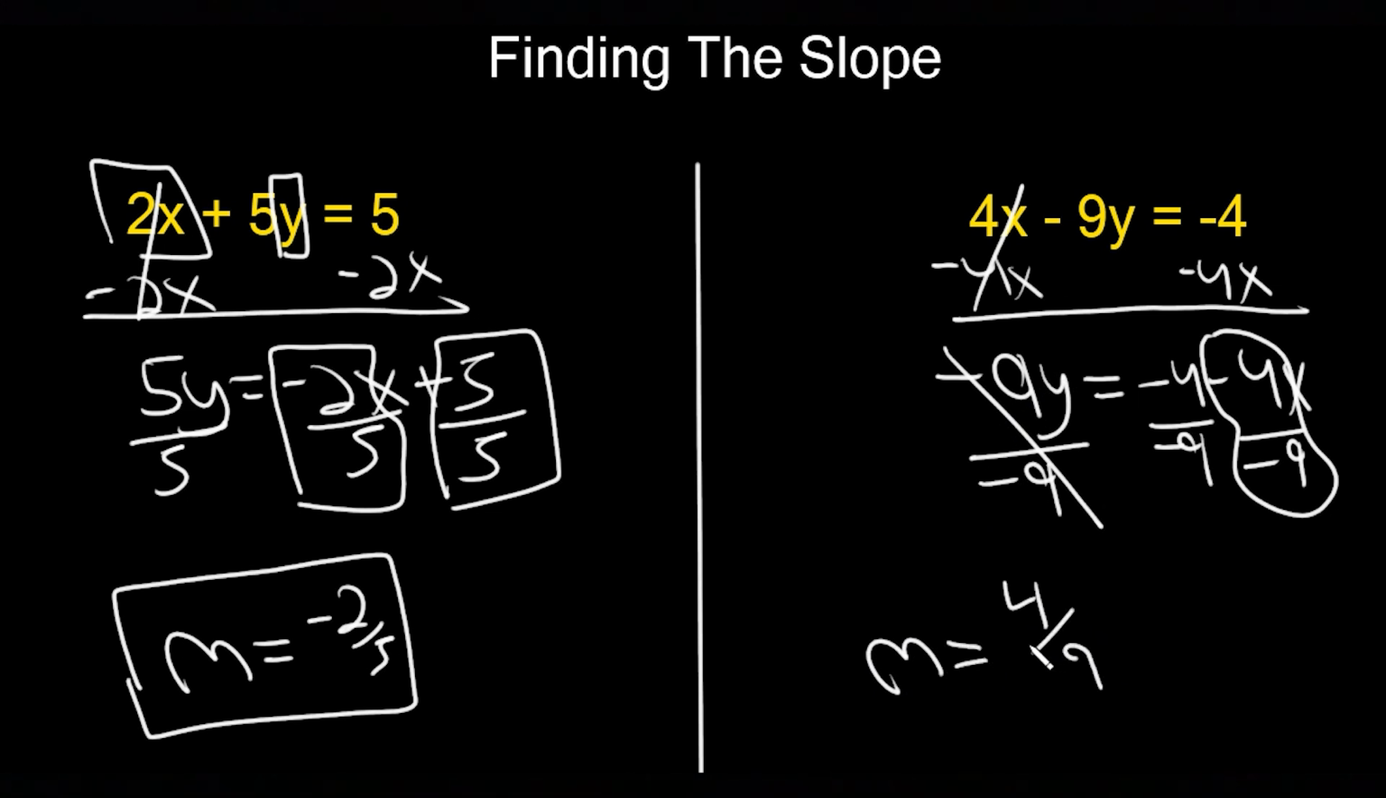We do not need to include x when we write the slope. So don't worry about writing x here. Just write what you have there, and it's going to be 4 over 9, okay? All right, let's go ahead and try 2 more examples.